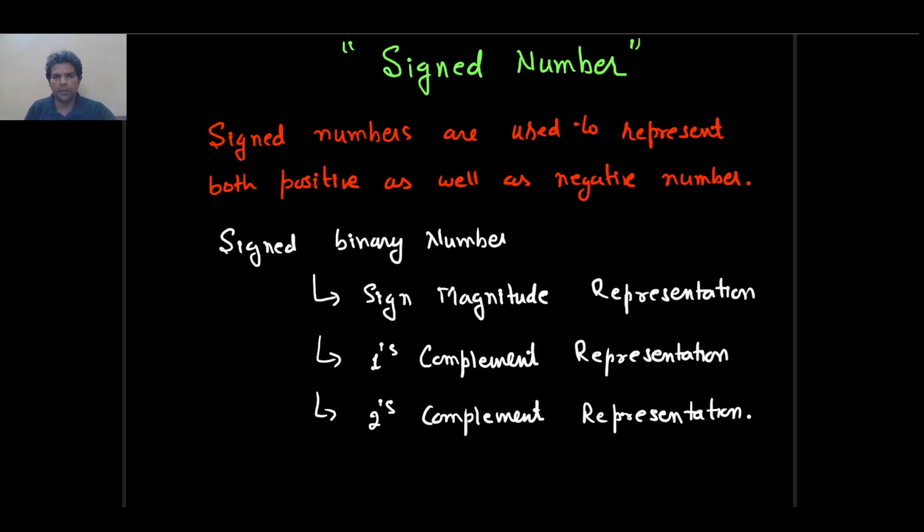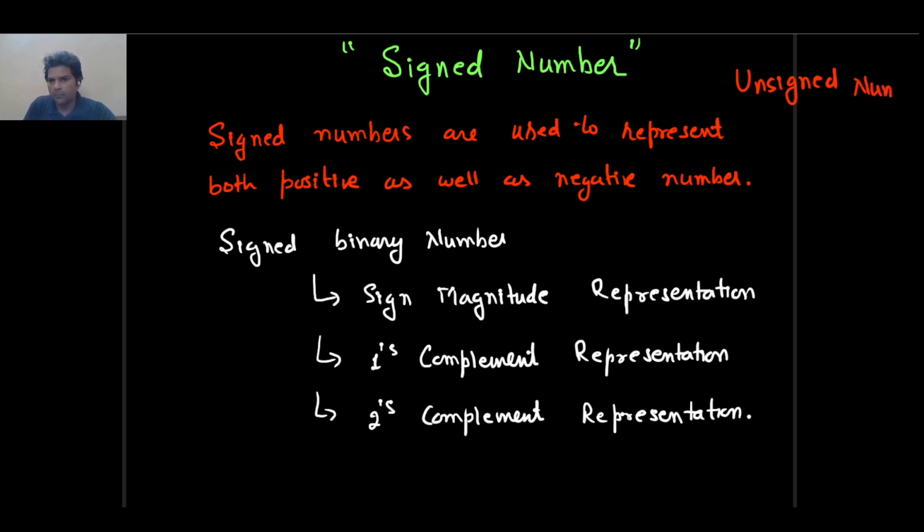Today we will start the topic signed number. If we categorize the whole number system in a broad way, there are two types. First is the signed number and another one is the unsigned number.